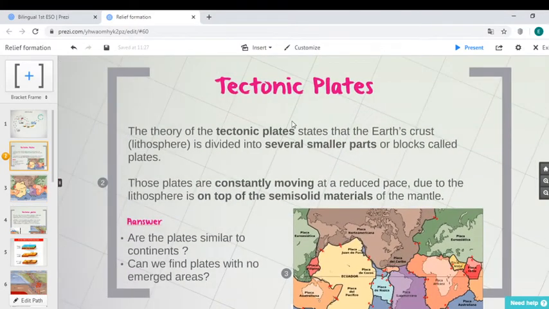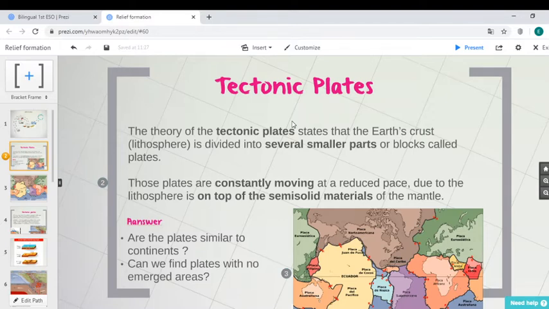Those plates are not static. In other words, they are constantly moving around in a really reduced pace. Now, at this specific moment, they are moving even though you can't even notice it. But as I said, the pace is extremely limited, extremely reduced, just a few centimeters every year if you're lucky.